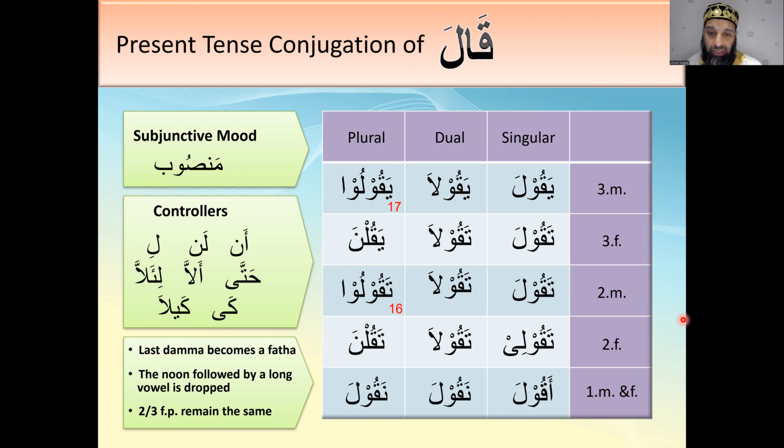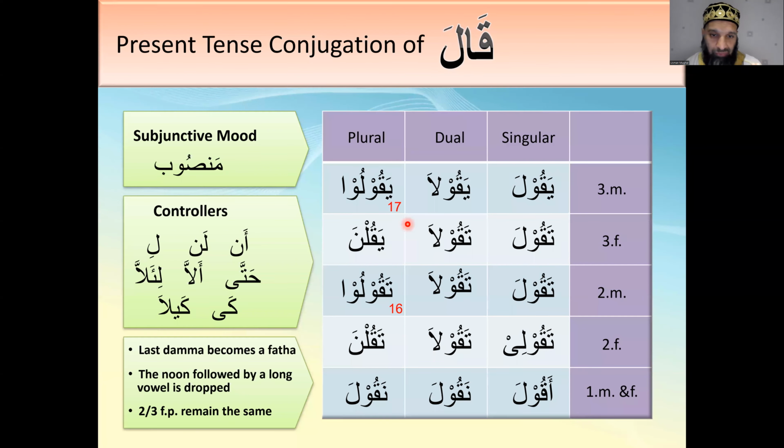The same controllers come and they do the same thing to the endings that happened last week. It's all the same. Good. Because we've done all the easy things now in Arabic, right? This is coming on to grammar, and maybe intermediate level is starting now. So we've got to do these things.